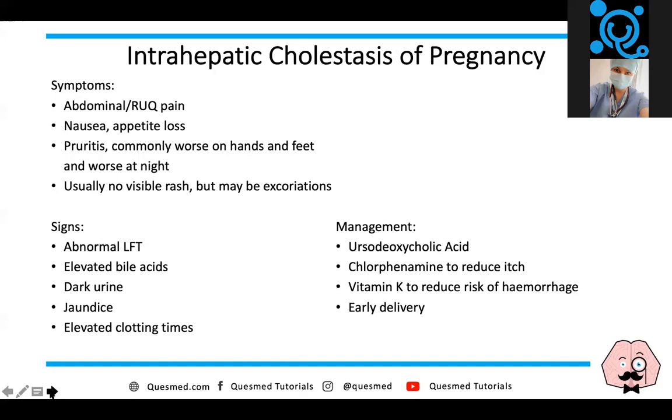It's treated with ursodeoxycholic acid, which acts by displacing the problematic bile acids from the bile acid pool, therefore improving liver function and relieving that itch. Adjuncts include an antihistamine, so something like chlorphenamine, and they may also need vitamin K to reduce the risk of hemorrhage, and early delivery if the woman is in the third trimester.